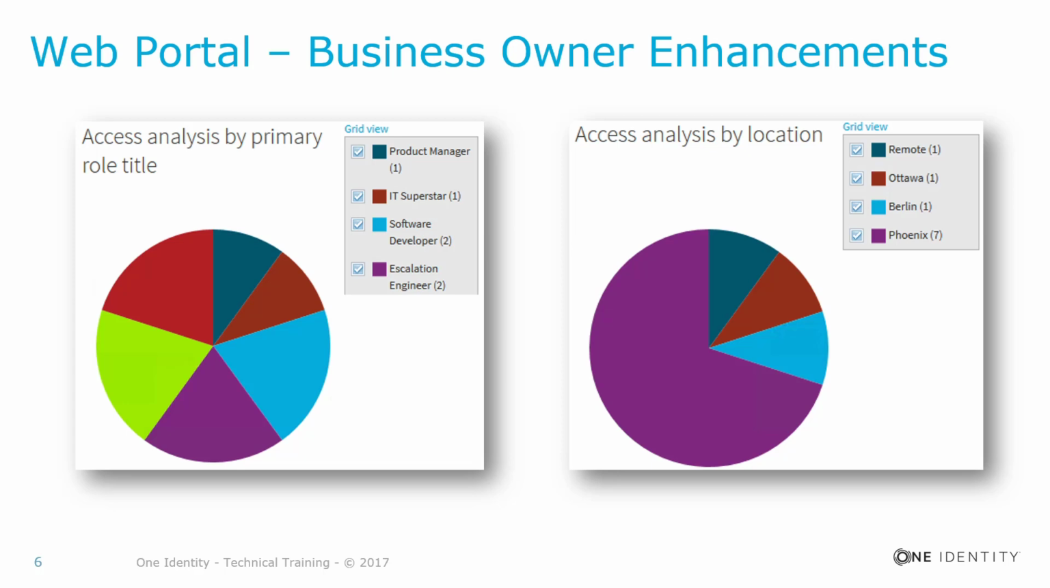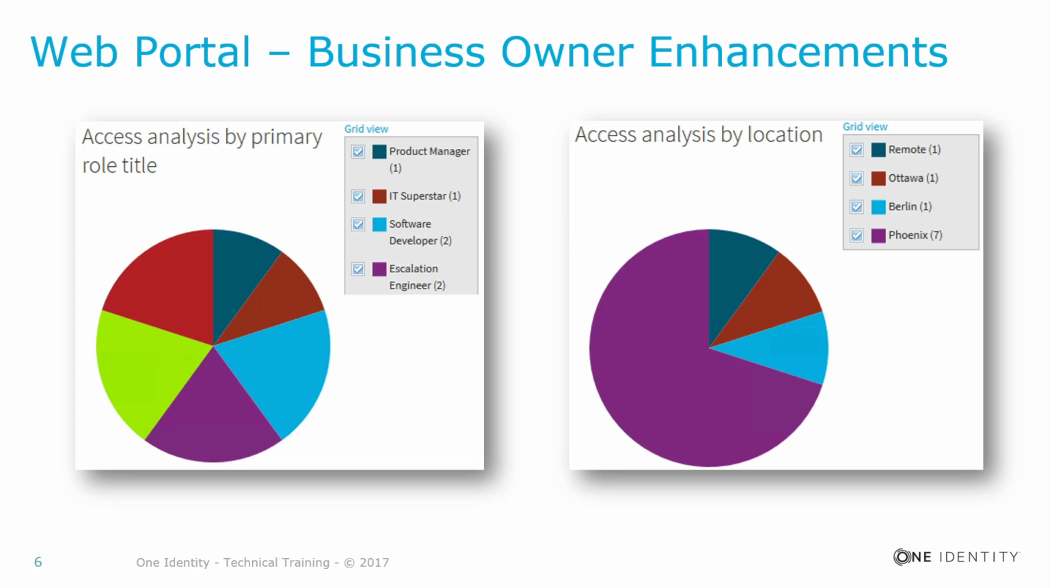So this one here, for example, is showing this is my folder that I own. I'm a business owner. I own the research and development folder. And it shows me that I have a product manager associated that has access to it, an IT superstar, that's their primary role, 2 software developers and 2 escalation engineers have access to my data. So that's what that is. Again, it requires the business roles module to be installed for this to show up.